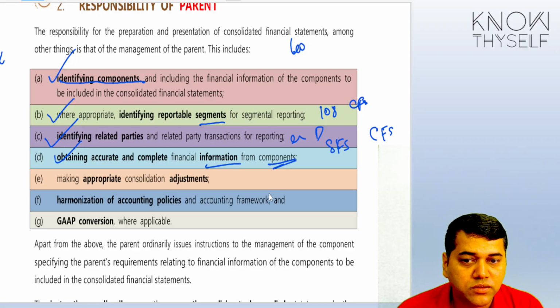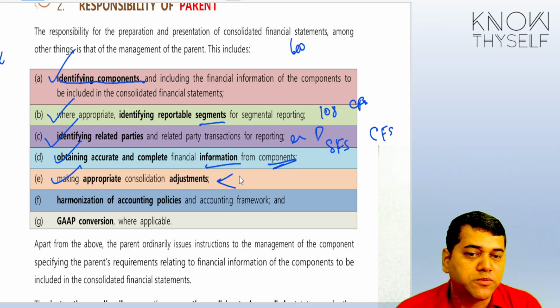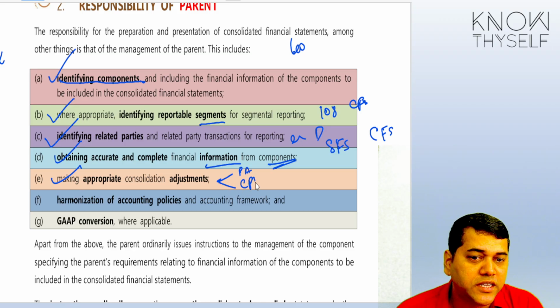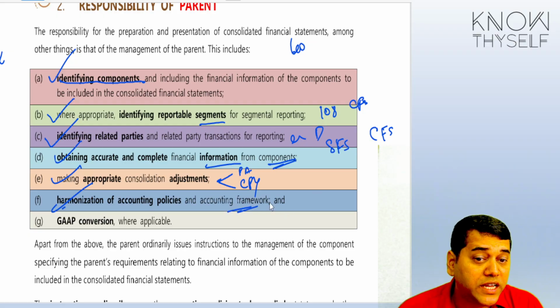Explain them in the notes. What all adjustments are required? Consolidation. How many adjustments? Two adjustments. Permanent adjustments, current period adjustments. Both the adjustments you have to give. Harmonize their accounting policies and accounting framework.